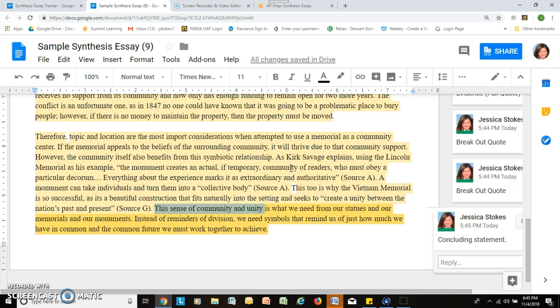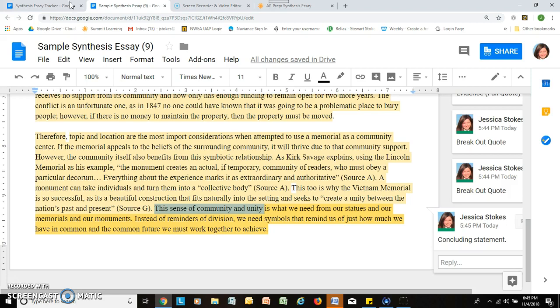So they use polysyndeton here, and it kind of makes sense because you could see this coming, where they've been talking about statues and memorials and monuments over and over again. I feel as though probably what they're pointing out is that they've used those words a lot, so they might be making fun of their own writing actually, but it's a really good use of polysyndeton. And it writes, instead of reminders of division, we need symbols that remind us of just how much we have in common and the common future we must work together to achieve.